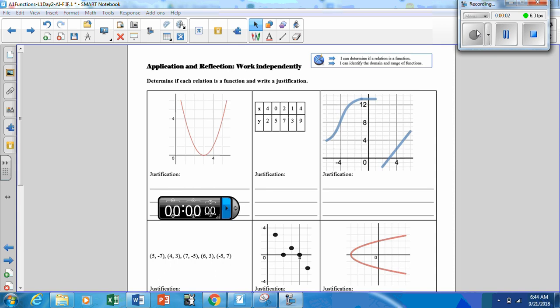You're supposed to work in teams. We want to reflect. It says work independently, but let's just assume that you are working with your group. Determine if each relationship is a function or not.